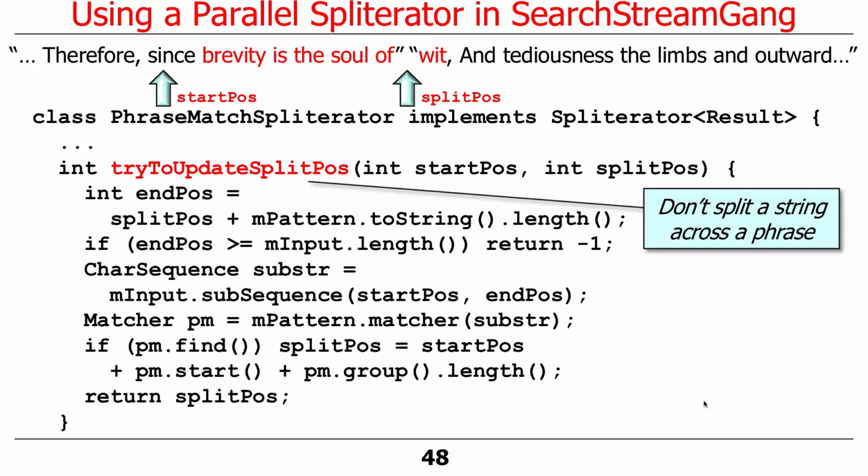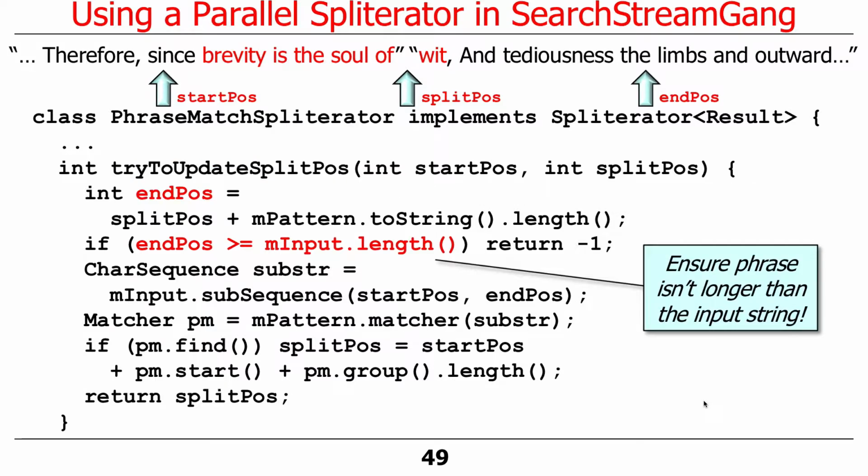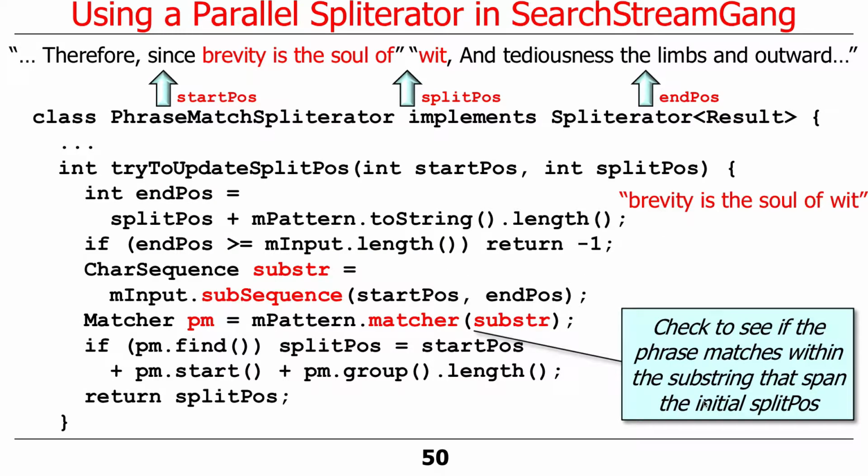So this is where we start. Here's start pause, and here's the original split pause. And of course, we don't want to split the input string across a phrase. So the next thing we do is we figure out what the end pause is. So that's basically used to ensure the phrase isn't longer than the input string. So we just do, again, a little sanity check here, and we bail out if that isn't the right result. And then what we do is something really cool.